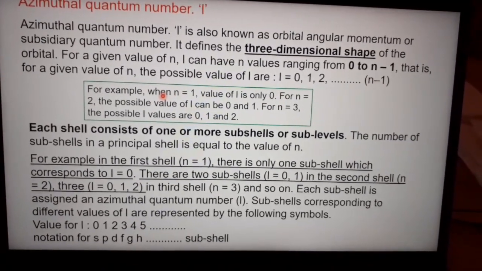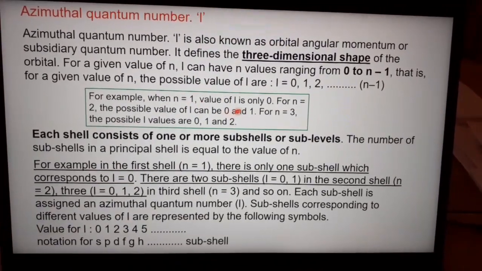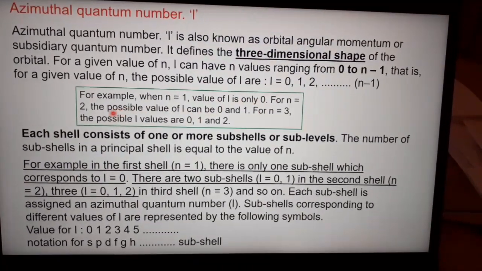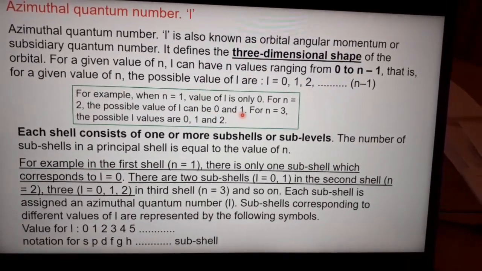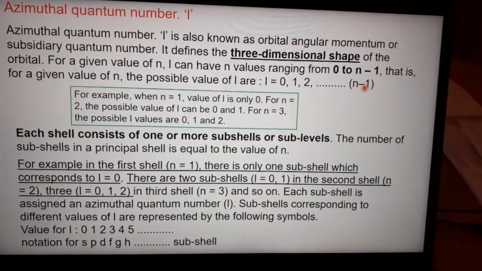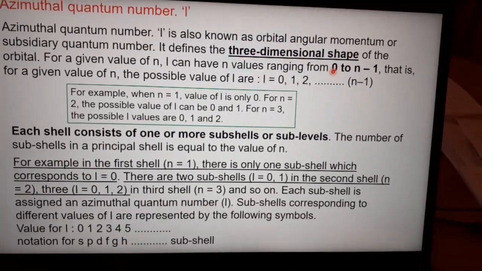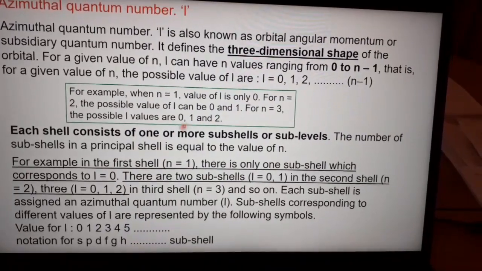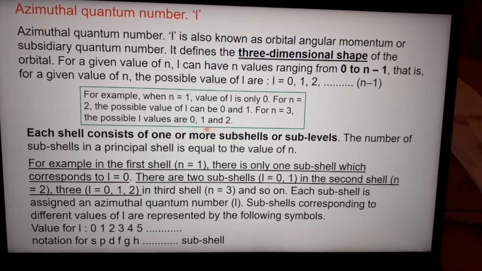For example, when n equal to 1, the value of L is only equal to 0. For n equal to 2, the possible value of L can be 0 or 1. So you can put the value of n equal to 2, right? And then you can find one value is 0 and another value is 2 minus 1, that is 1. For n equal to 3, the possible values are 0, 1 and 2.